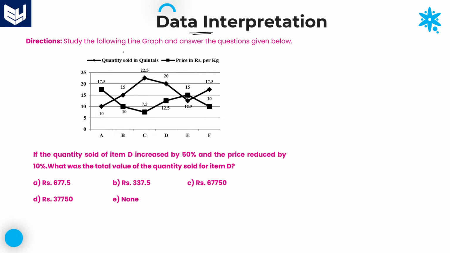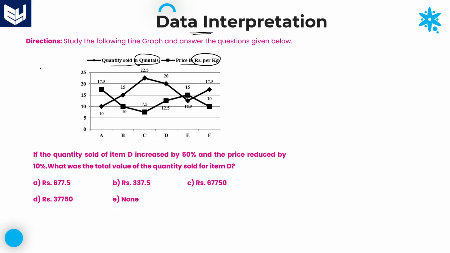First of all, we need to read the information carefully and then, based on that information, solve the questions. Look at this line graph. What is the given information? One line shows the quantity sold in quintals, and one line shows the price in rupees per kg.